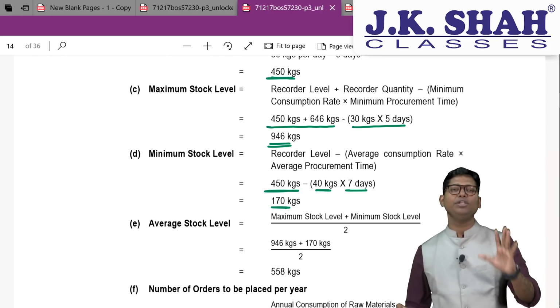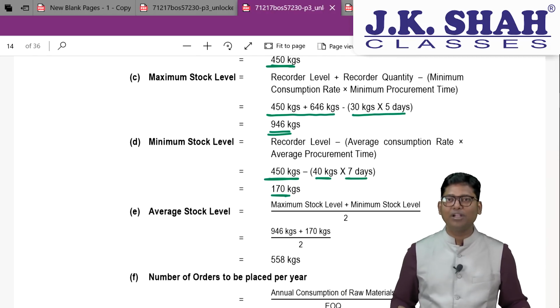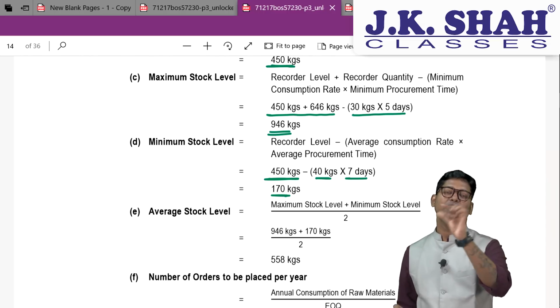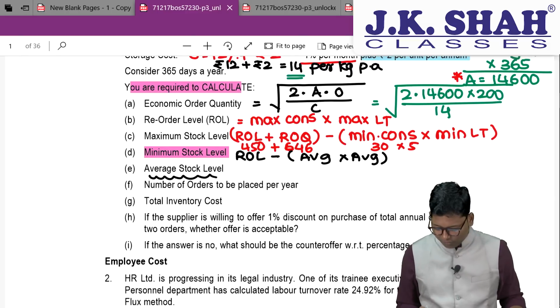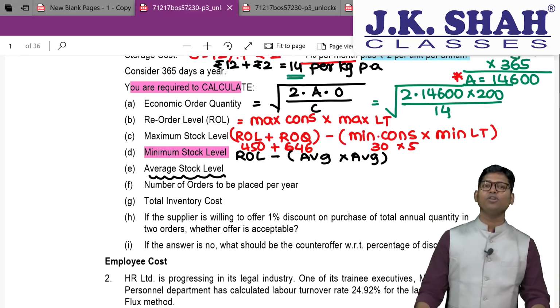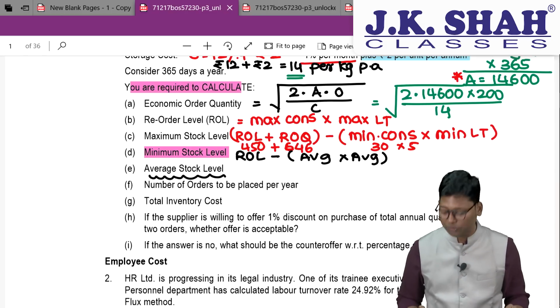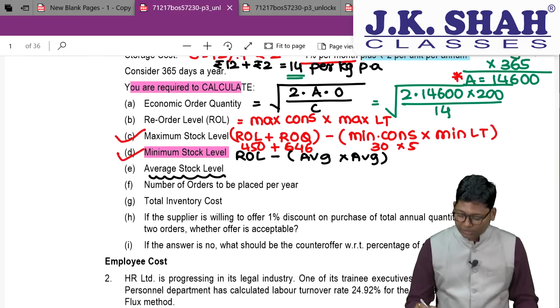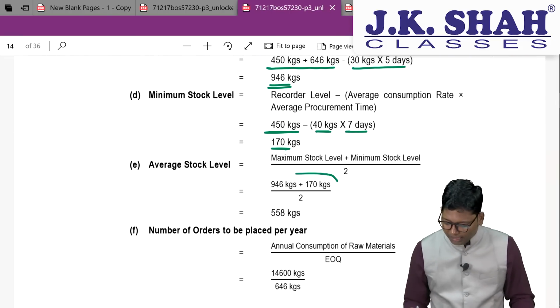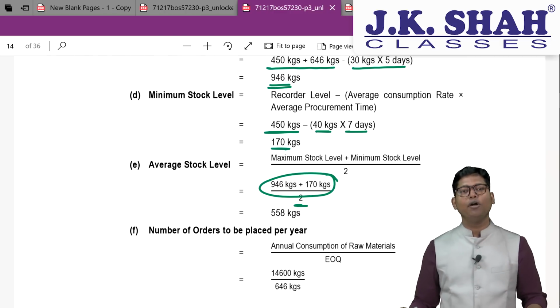The easiest calculation and easiest formula based sum. But only one hidden point was there, annual consumption. That was not available directly with us, and that is why we computed that by considering your average consumption into 365 days. Correct? The next point covered in this RTP is the computation of average stock level. It becomes very easy when you have maximum and minimum answers available with you. In point number C and point number D, we have computed maximum and minimum answers. You only need to add both answers, and for a simple average, you should divide that total by 2. You are going to get the answer of your average stock level.